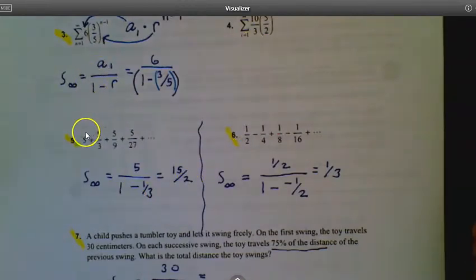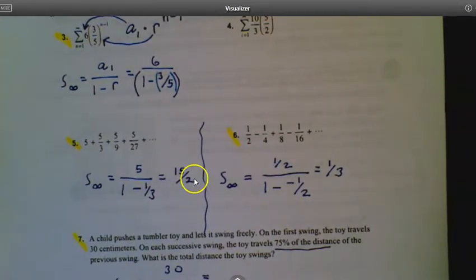So real quick on these, just to give you a couple more examples. Again, plugging into our formula, you can see our first term right here is 5. The common ratio, they're multiplying by 1/3 every time to get the next term. So there's my common ratio. So the rest is calculator, just like the last problem was, and this would be our answer. You don't have to write it as a fraction. You could write it as 7.5. That would be fine.